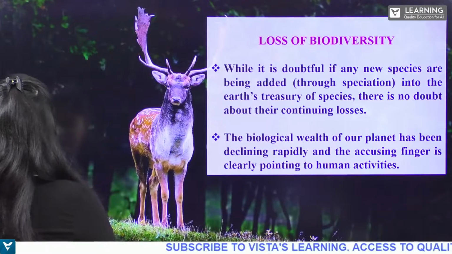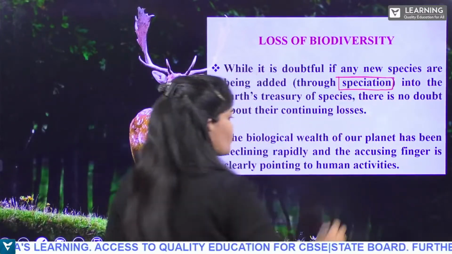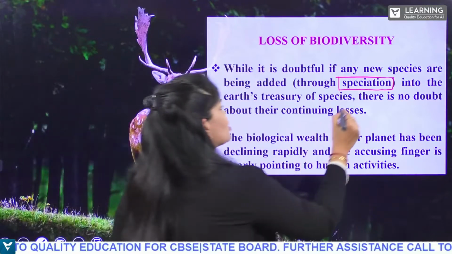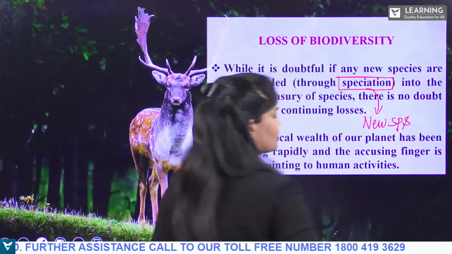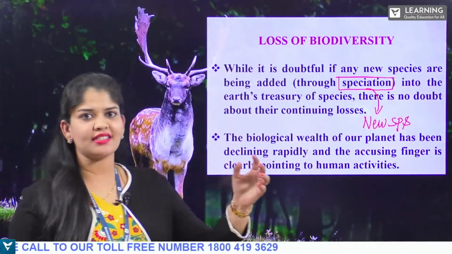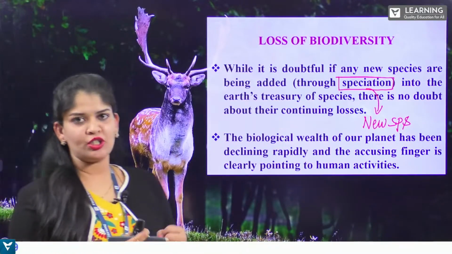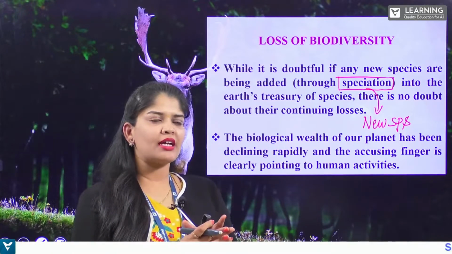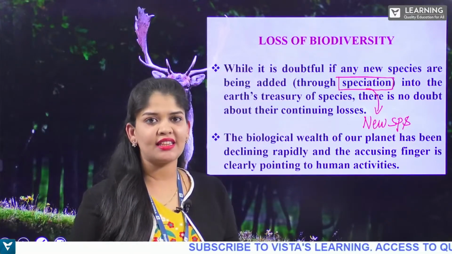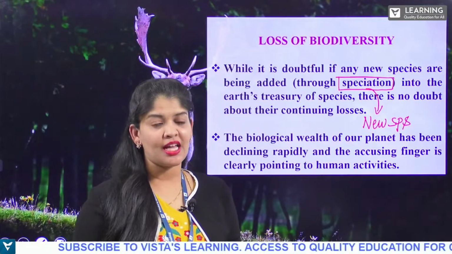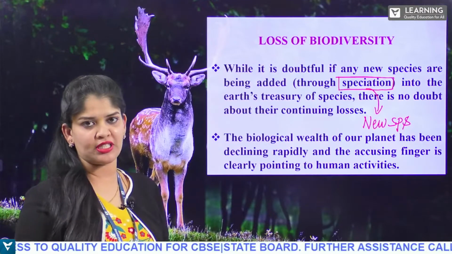Speciation is a process by which there is an addition of new species. That means there is a chance to increase the species biodiversity. Through the process of speciation, there is no confirmation whether new species are being added, but undoubtedly we can say that there is a loss of species. That is what we are going to study in loss of biodiversity.